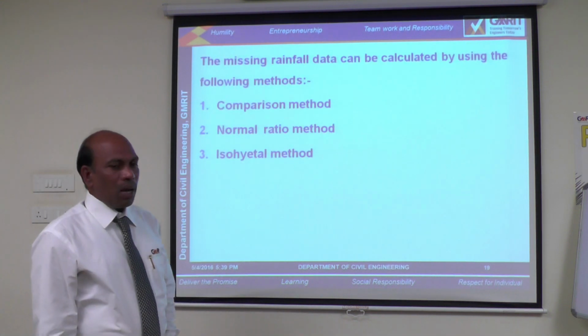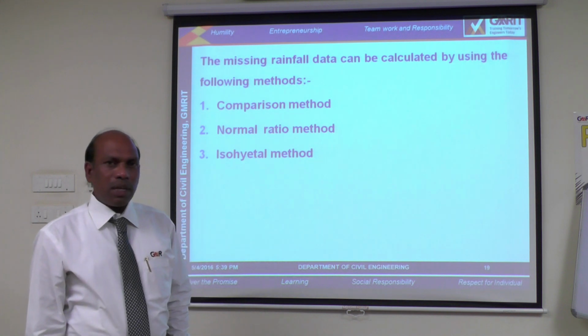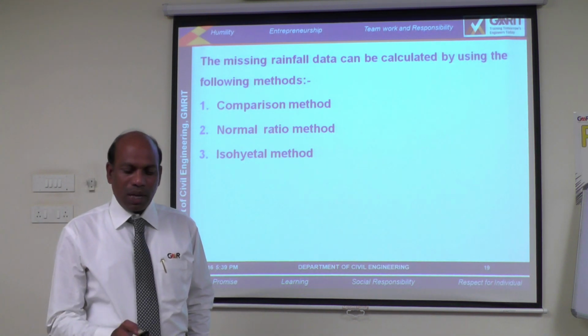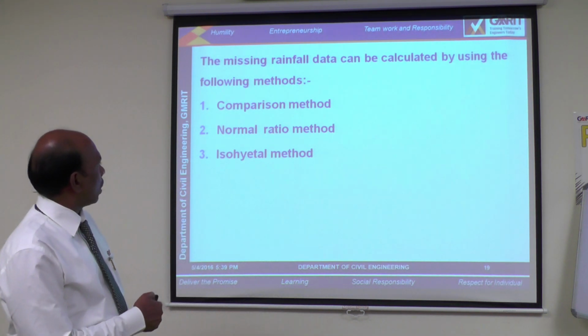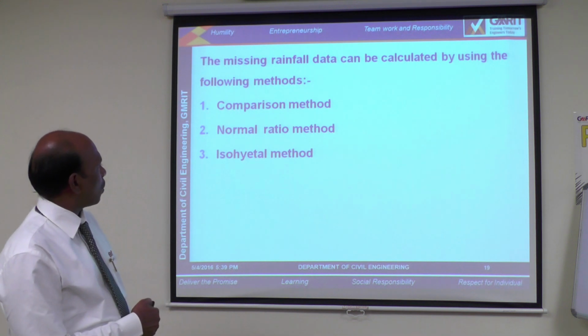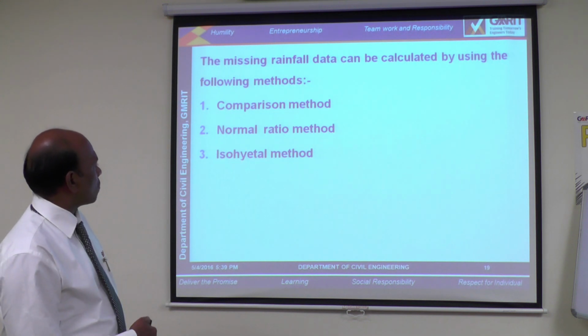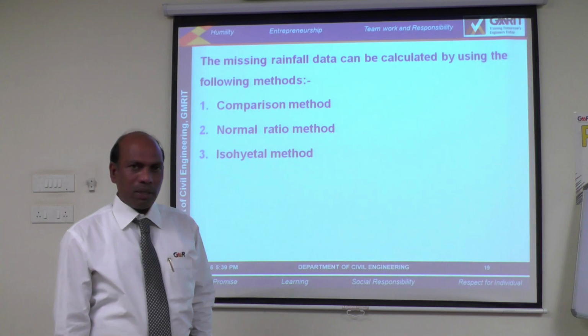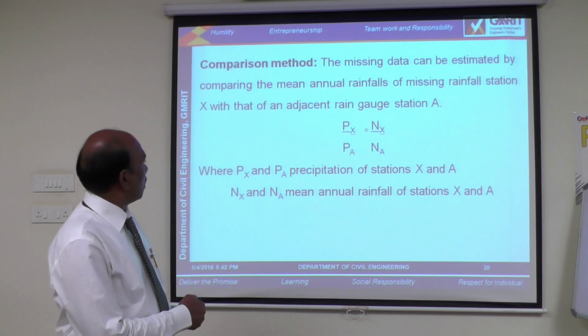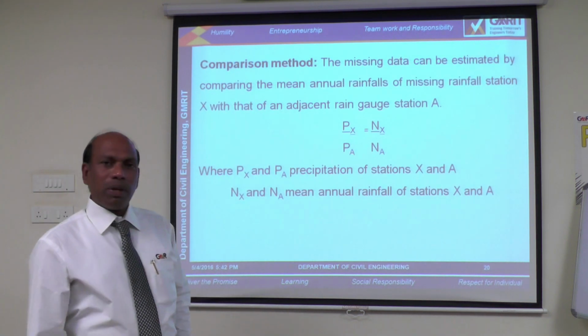The missing rainfall data of a particular station can be calculated by using three methods. One is the comparison method, another is the normal ratio method, and the last one is the isohyetal method. The comparison method is a very simple method.